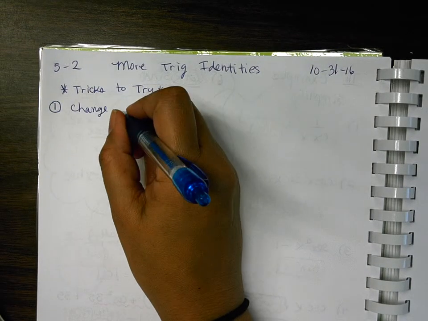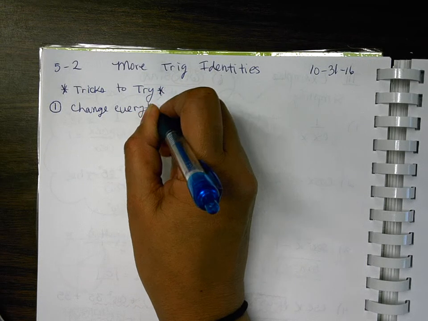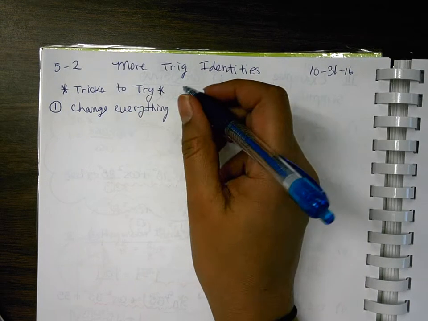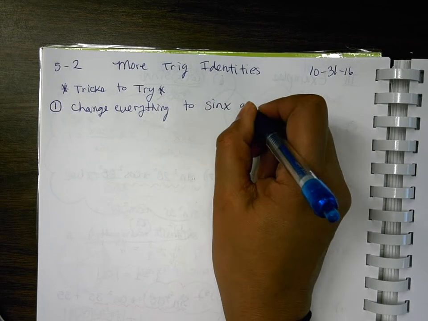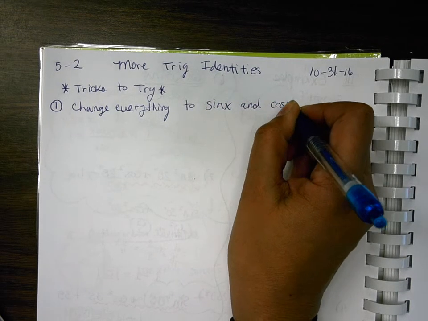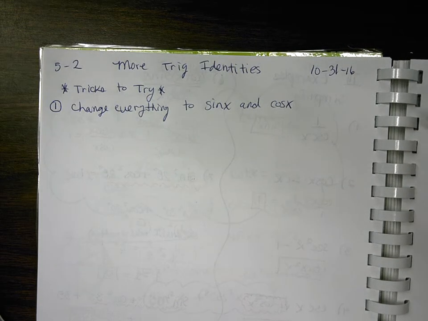We've done this already last week, so please write it down. Change everything to sine x and cosine x, or sine theta, cosine theta, or sine 12 degrees and cosine 12 degrees, whatever it may be.